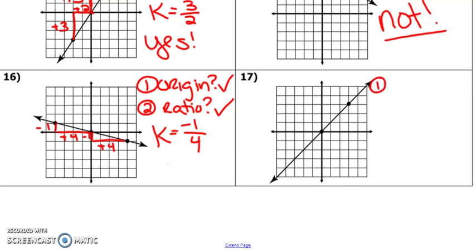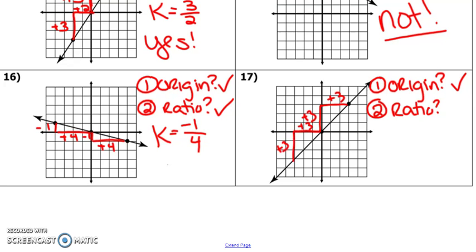For 17, again, does it go through the origin? Yes, it does. Number 2, I need to find my ratio. Well, if I look, I went up 3 and over 3. Now, there isn't another point, but you can still check yourself. If I go up 3 and over 3, does it still work? Well, yes, it does. And in this case, we're going to simplify my k. K is going to equal 1. You always want your k, just like when we were doing slope, you always want it in simplest form.